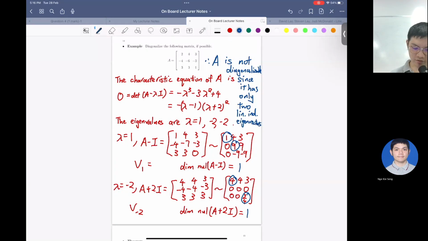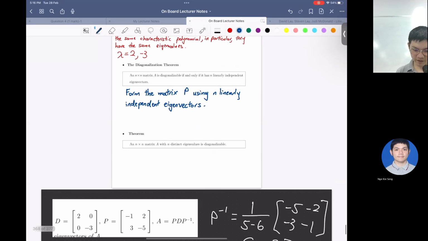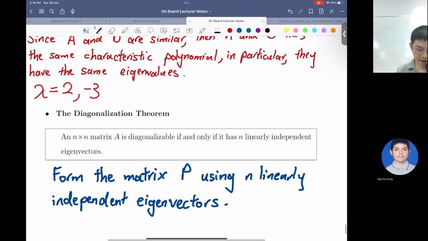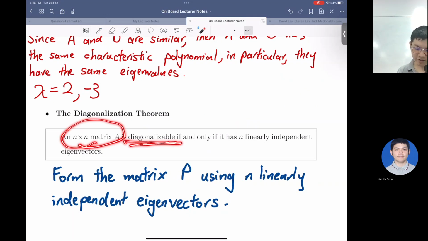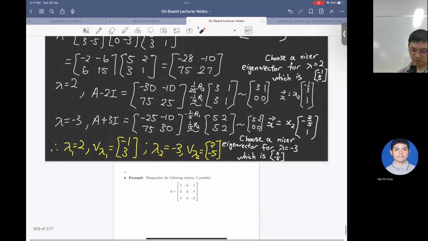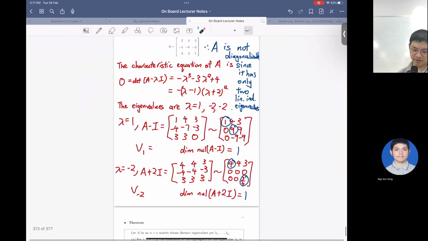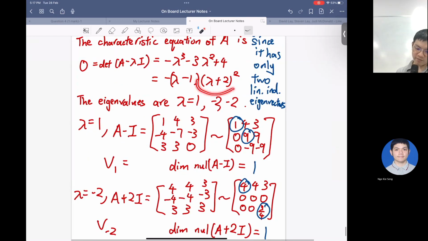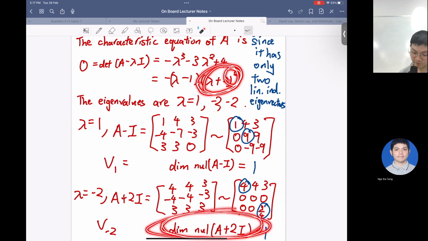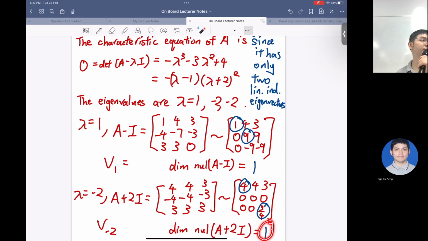Okay. So return to the theorem again. The theorem says an n by n matrix is diagonalizable if and only if it has n linearly independent eigenvectors. So you don't have enough, it is not diagonalizable. Also you can see that the algebraic multiplicity of -2 is 2, but the geometric multiplicity is 1.